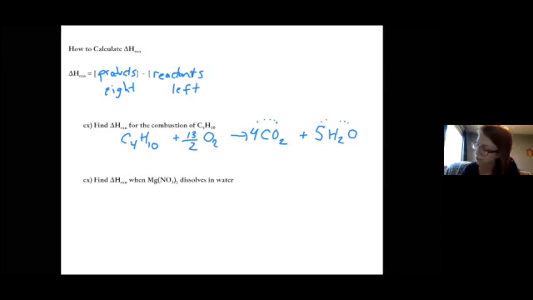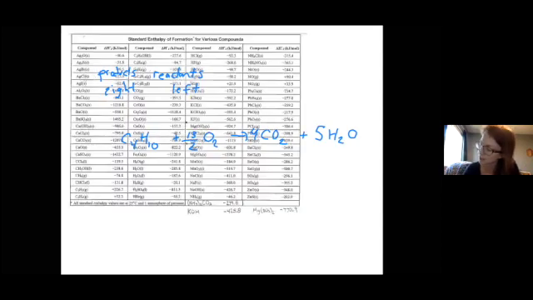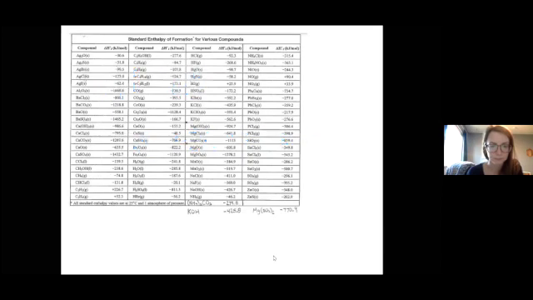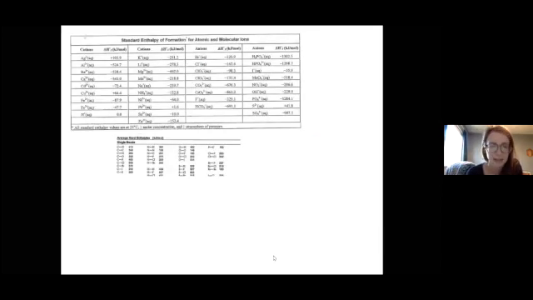Now I can do heat of reaction by doing products minus reactants. But what on earth do I mean, products minus reactants? This is where that chart comes in. We're going to have to steal values off the chart. So if you haven't opened it yet, this is what that chart looks like. There's the first page of the chart and the second page of the chart.